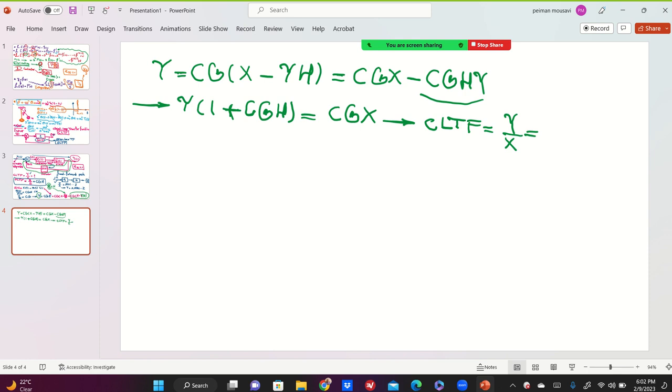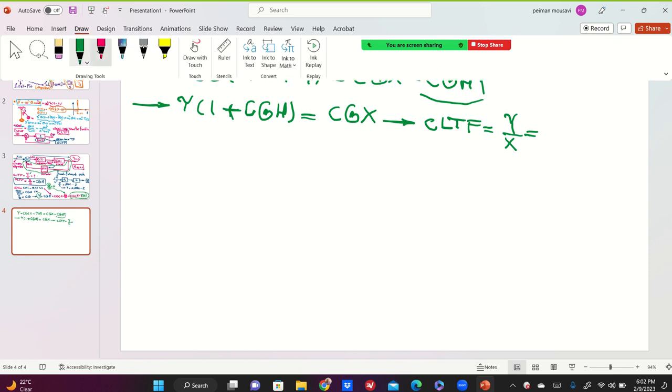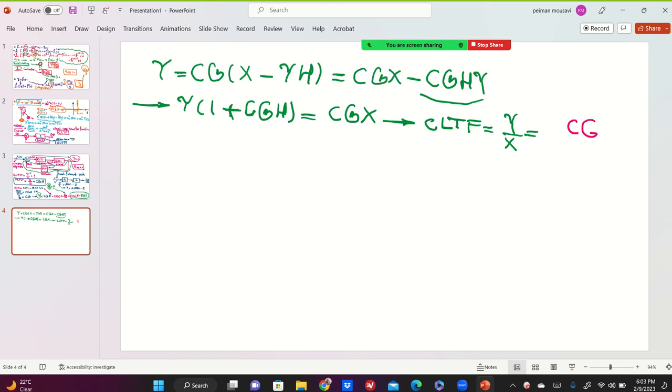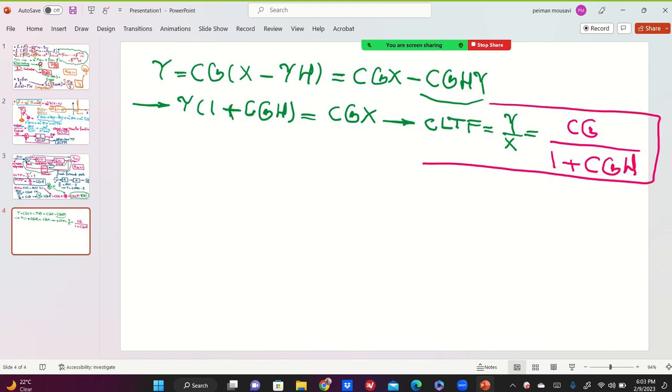okay? And you have to know and eventually memorize it. I'm going to teach you how. It is CG divided by 1 plus CGH. Bingo.